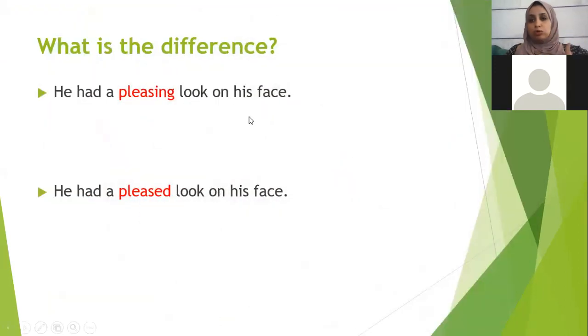Now, I want you guys to do this for me. I want you to tell me what is the difference between he had a pleasing look on his face and he had a pleased look on his face. I don't mind if you want to take like 2 minutes to think of it. Now, is there a difference? Definitely. Okay, this sentence has a different meaning than this sentence. Okay, so as English learners, you should know what the difference is.